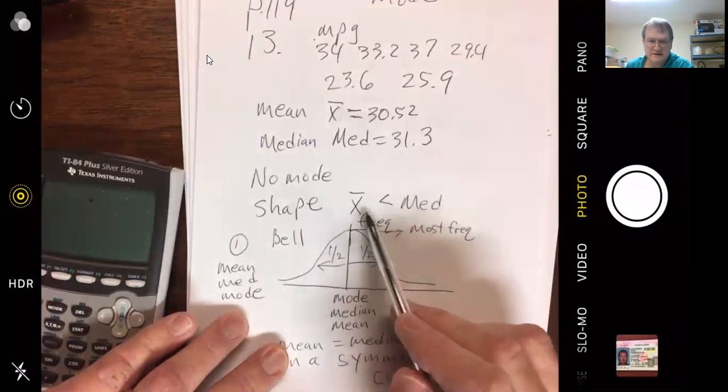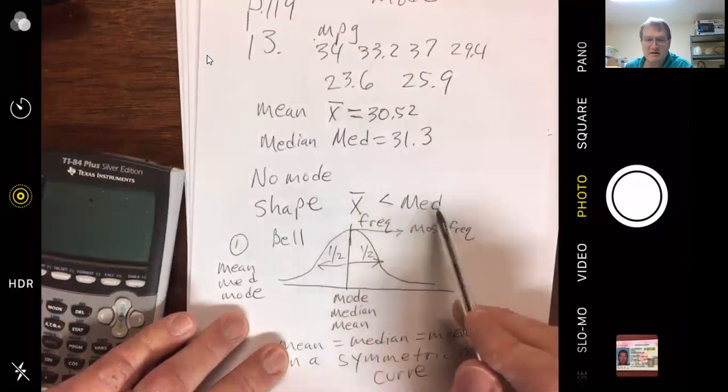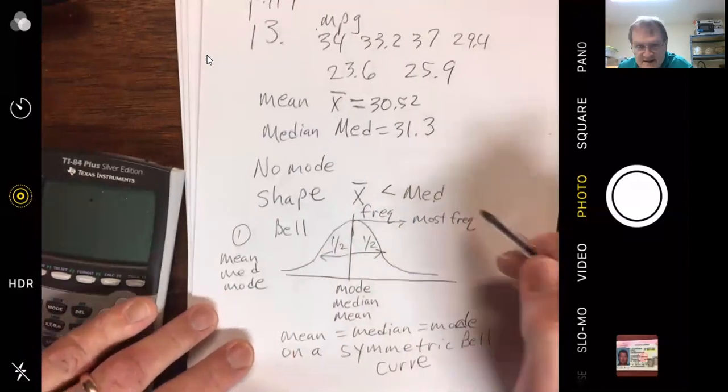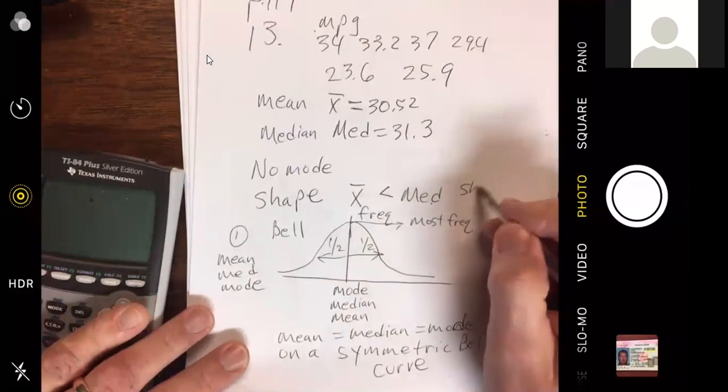Our mean is clearly less than our median. So which shape would we have? We'd be skewed left. Skewed left.